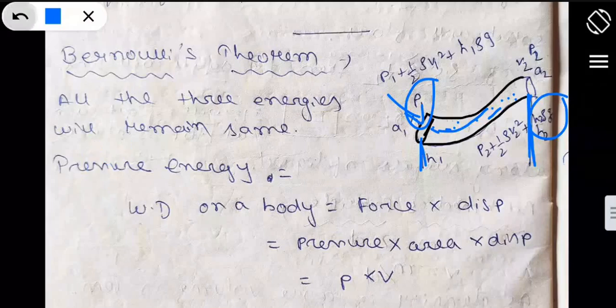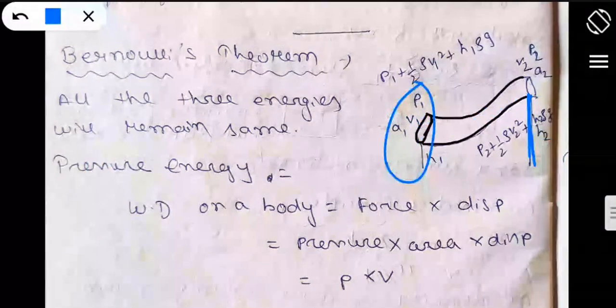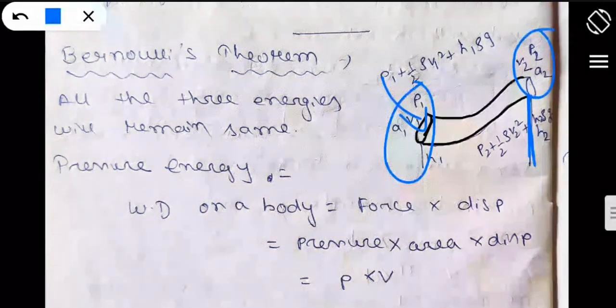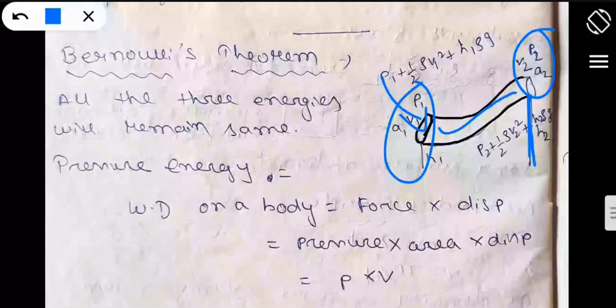But remember one thing, which is maximum, P1 or P2? The pressure at P1 is obviously maximum, because you are providing the water from this point onwards. So P1 is maximum and P2 is minimum, because during the course it will lose some of its pressure.